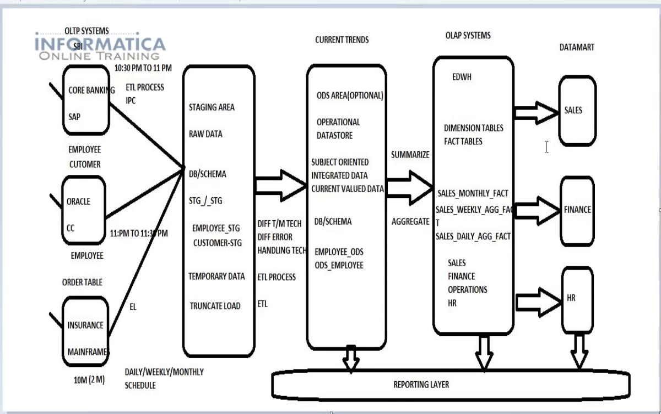So if you have more data and more business users, you can organize your data into multiple subject areas, distribute the business users according to the subject area, and build the data marts. All the sales business users will hit only the sales data mart, and all the finance business users will hit only the finance data mart.